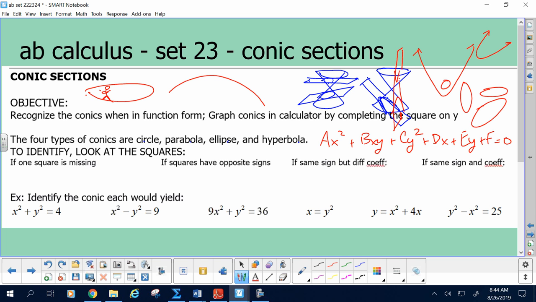We're going to go pretty straightforward, all right? If you have this equation and one of the squares is missing, so you only, for example, have x squared, then what kind of graph, circle, parabola, ellipse, or hyperbola would that be? Parabola.